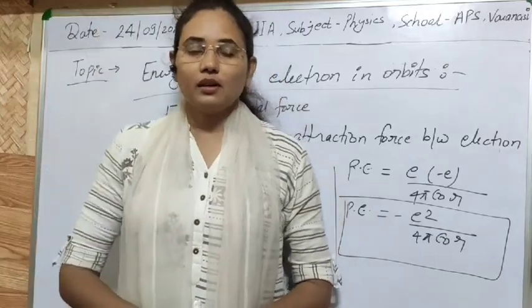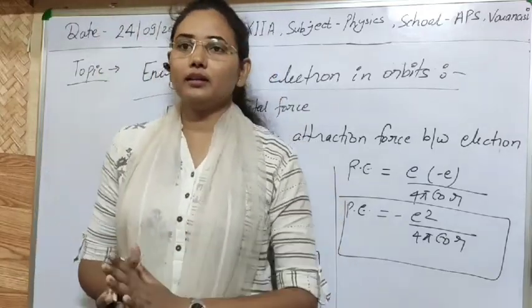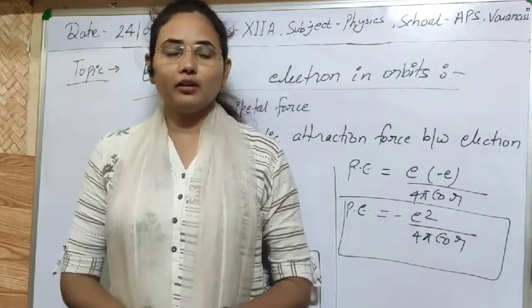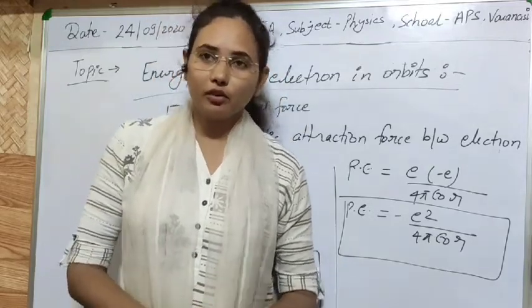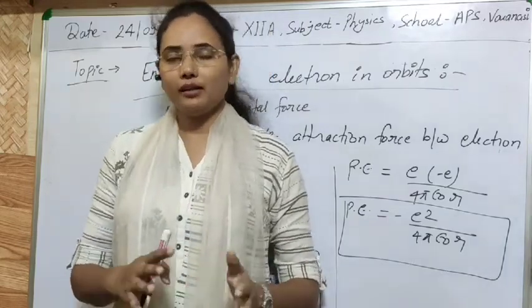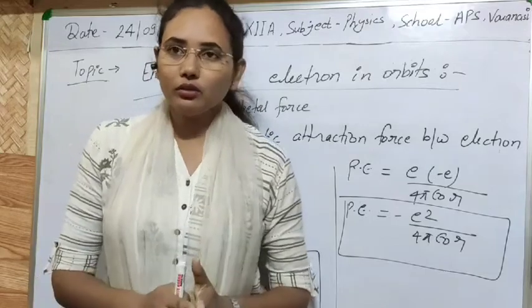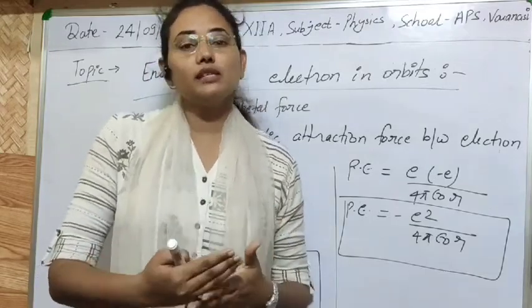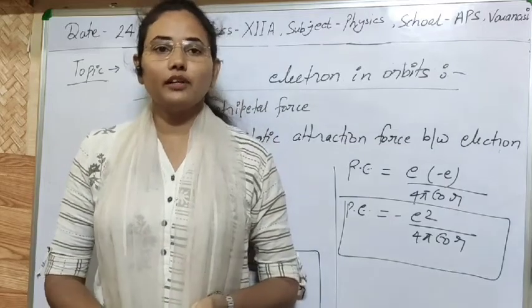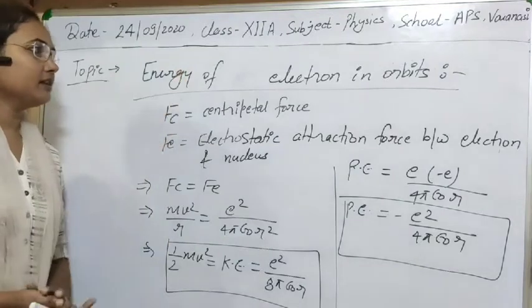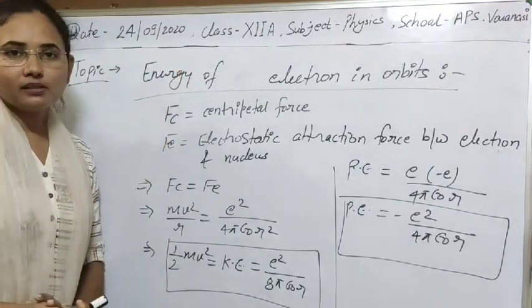Hello students. Yesterday you already learned about the atomic model, the Thomson model, the postulates of the Rutherford model, and Rutherford's alpha scattering experiment. Today I am going to tell you some results and calculations based on the postulates of the Rutherford model. So first is the energy of electrons in orbits.